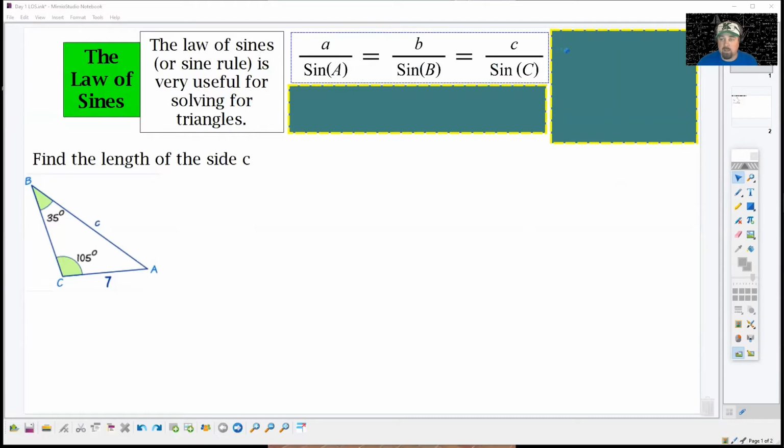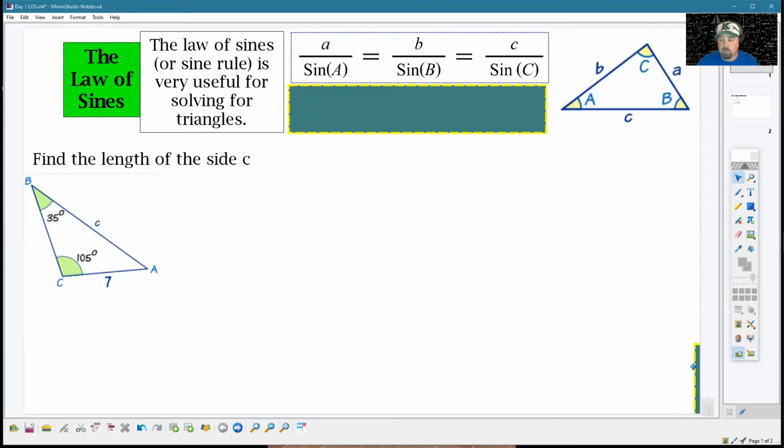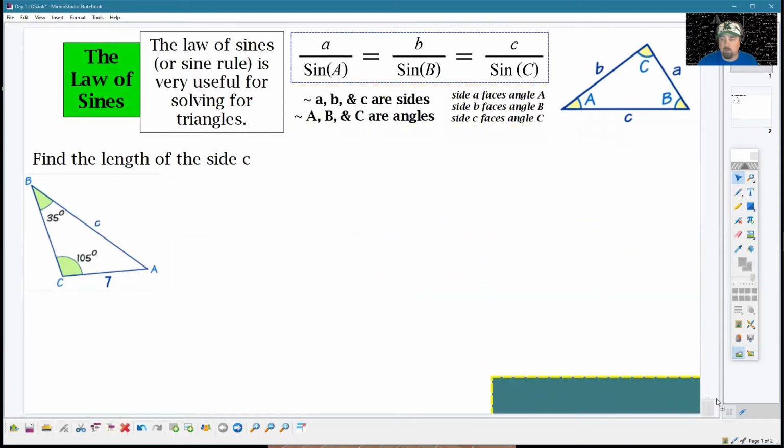Now, A, B, and C refer to sides and angles inside our triangle. So we've got our picture here. And key thing to remember with this, it doesn't matter which angle or side you pick as A, B, and C. It just matters that side A is opposite angle A. Side B is opposite angle B. Side C is the opposite side from angle C. And in this setup, the big letters are the angles and the small letters are the sides.